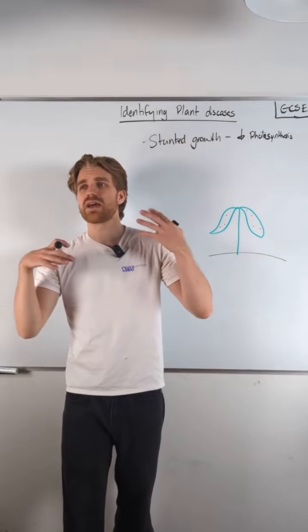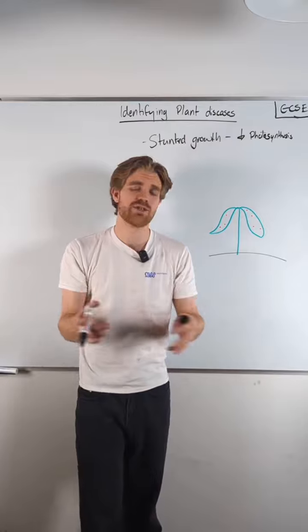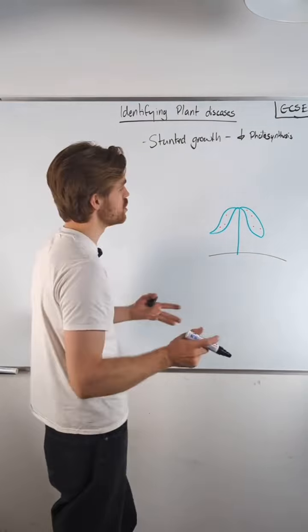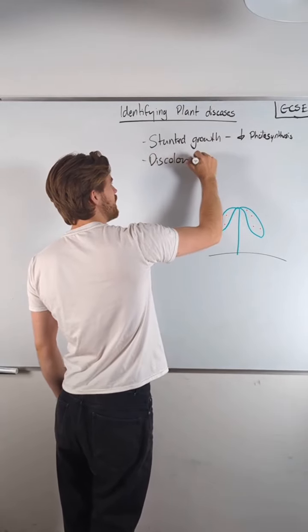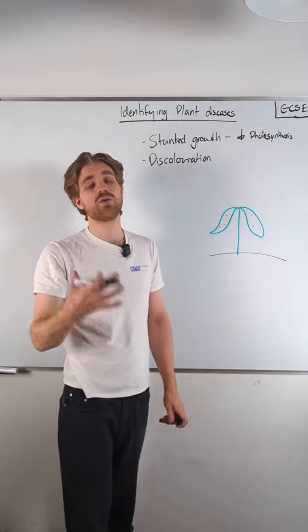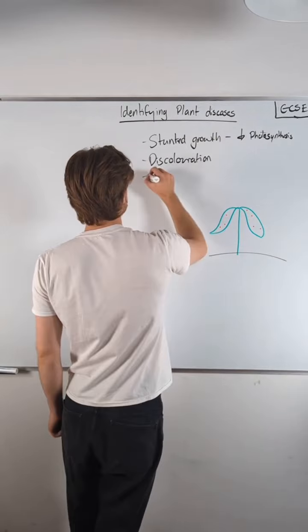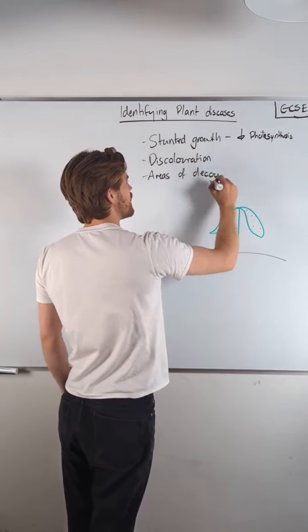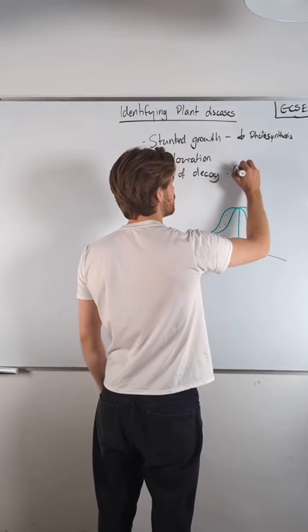If it was something like rose black spot, then that is blocking out the light and damaging the leaves as well. So there are lots of different ways that the rate of photosynthesis could be reduced. We could also get discoloration, and this would indicate that things like chlorophyll aren't being formed correctly, and therefore the plant has something wrong with it. We could also perhaps see areas of decay as well. Now, these areas of decay might indicate something like a fungal infection.